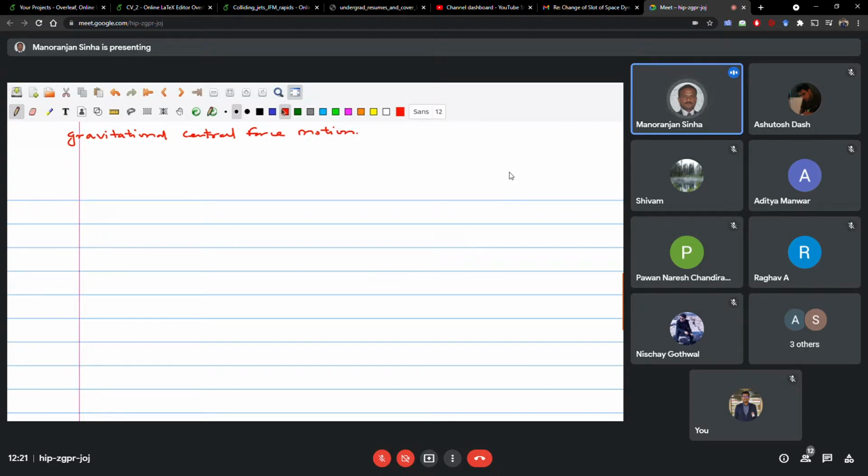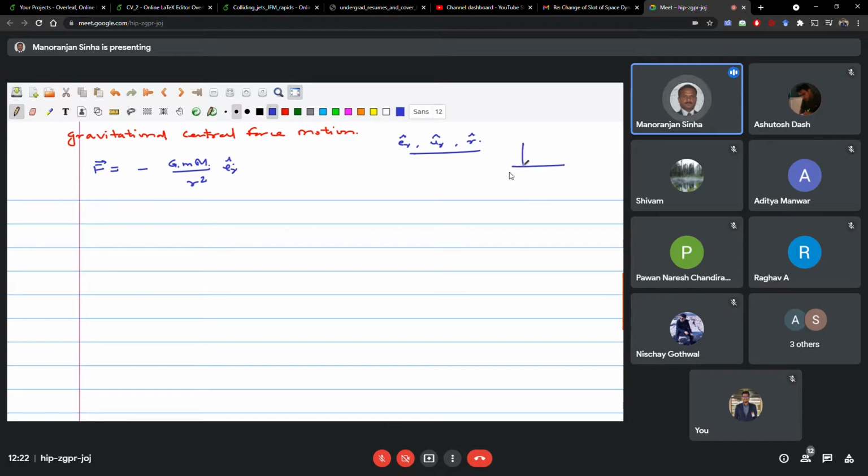The gravitational central force motion. So here in this case, we need to replace F by G m M over R square times ER cap. ER cap or UR cap, anything we can use, or simply R cap. These are the unit vectors in the R direction.